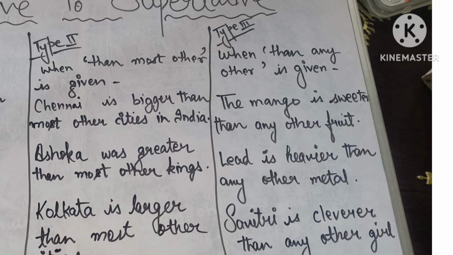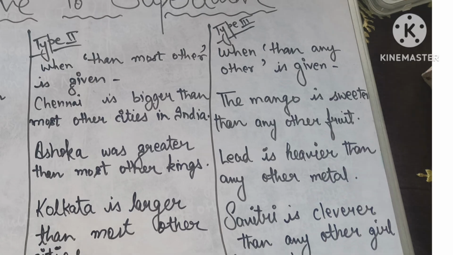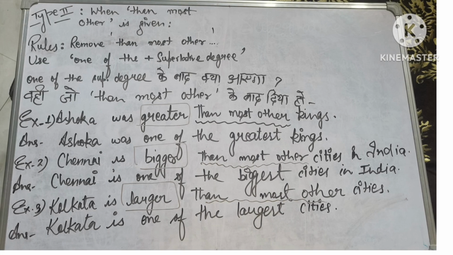Now we move to type 2 or category number 2. Category 2 was whenever we are given the than most other structure, right? For example, Ashoka was greater than most of the kings, Chennai is bigger than most of the cities in India, Kolkata is larger than most other cities, right? Now we have to transform the sentence into superlative degree. Rules for positive were different, right?